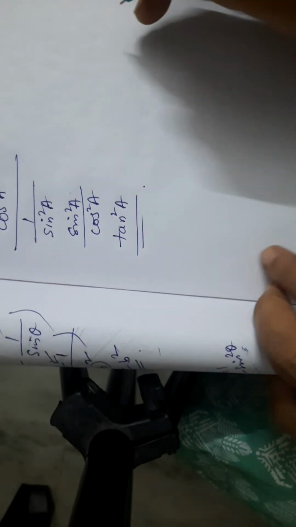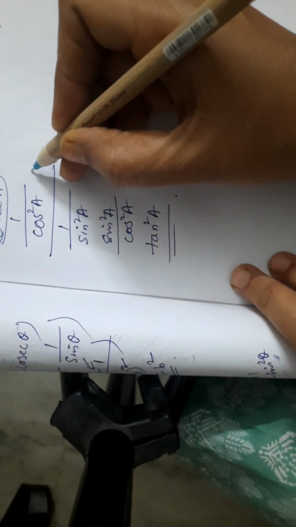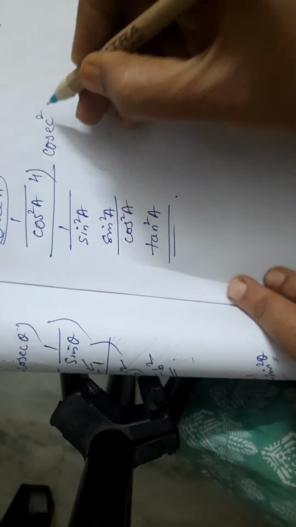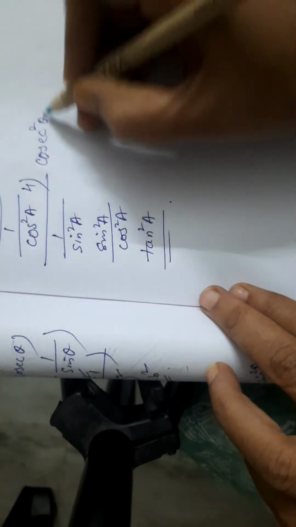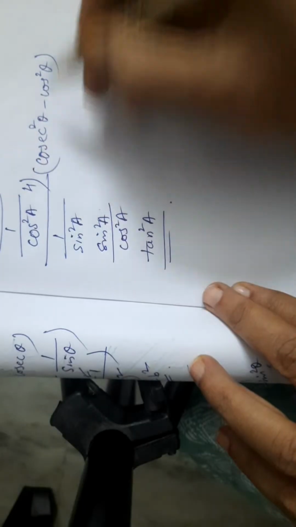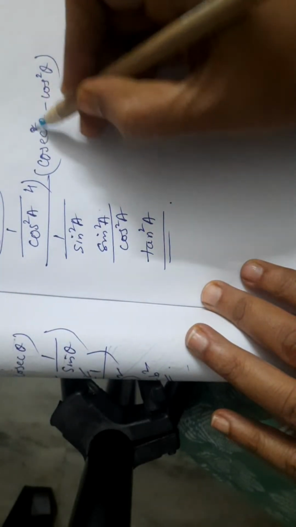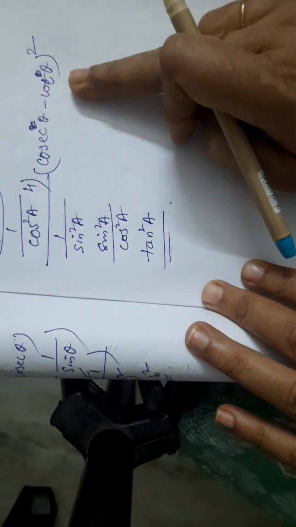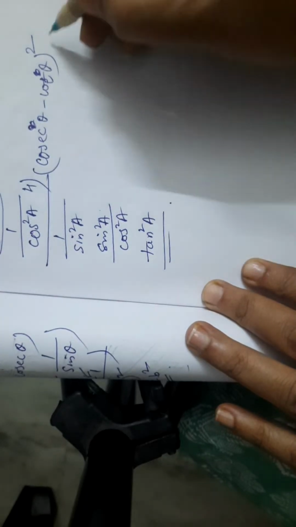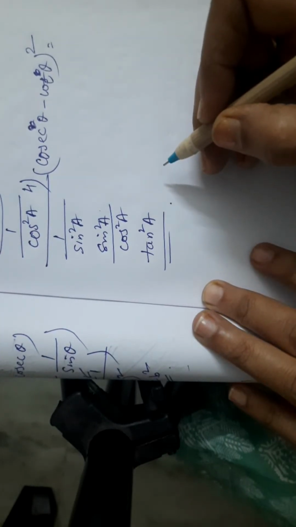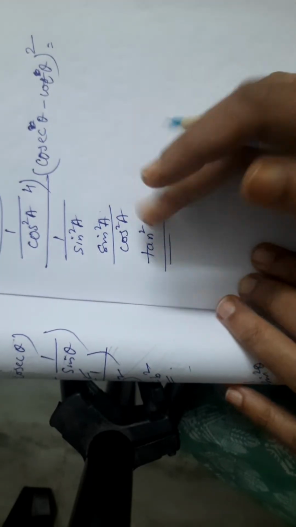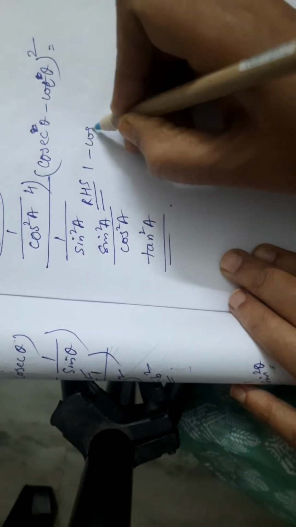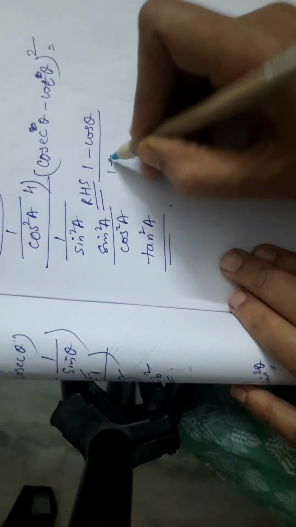Now we are starting the second part of the section, that is the prove-that sums, question number 4. Here the first question is cosec theta minus cot theta whole square, we need to prove it equal to 1 minus cos theta upon 1 plus cos theta. So here we will start with the RHS. RHS is given as 1 minus cos theta upon 1 plus cos theta.